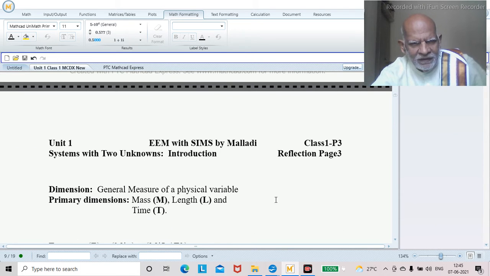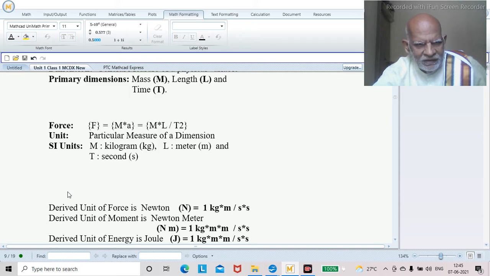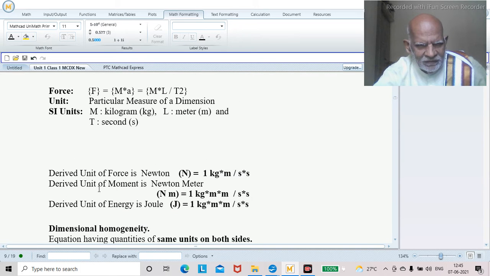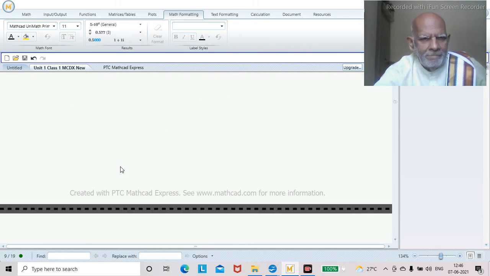Now, here we discussed dimensions and primary dimensions: M, L, T. Everything else is a derived one. Force is a derived one. Similarly, moment is a derived one. So this is the dimensional homogeneity. That means dimensions on the left should be equal to dimensions on the right.